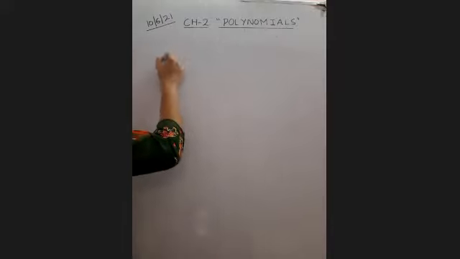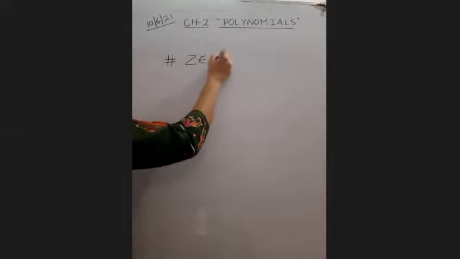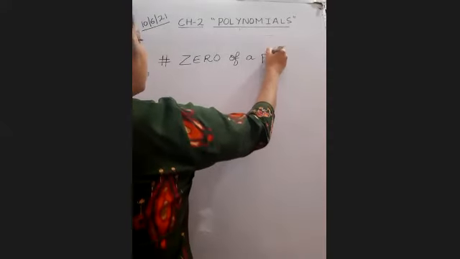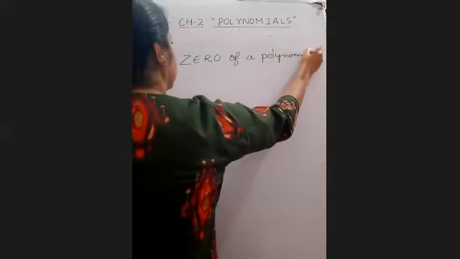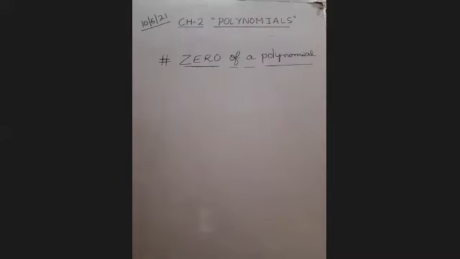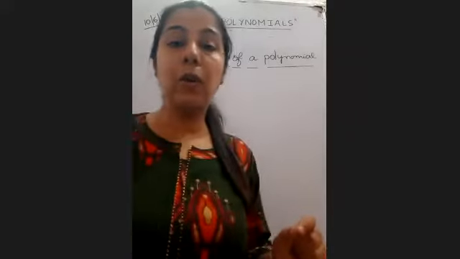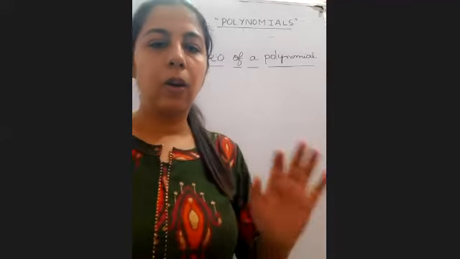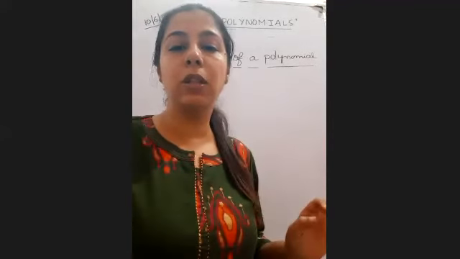Okay. Now, children, I am going to give you a new term. I discussed with you zero polynomial. Now I am discussing zero of a polynomial. What do we mean by zero of a polynomial? Zero of a polynomial is that value of a variable on putting which the polynomial reduces to 0.